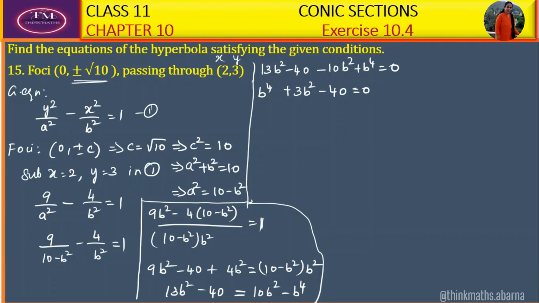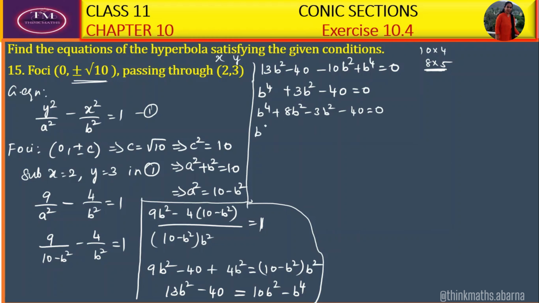So this is a quadratic equation in b square. So we have to solve for this equation. So what are the two values that satisfies this equation? So the difference is 3 and the product is 40. We have 10 into 4 is 40 and 8 into 5 is 40. I think 8 minus 5 is 3. So we can write b power 4 plus 8b square minus 5b square minus 40 equal to 0.